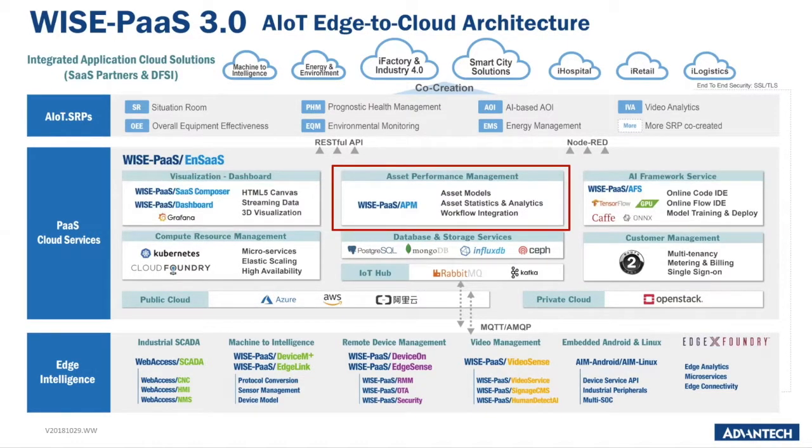In WISE-PaaS 2.0, we only had data acquisition to data visualization, but we found that there is also increasing demand for asset performance management. So in WISE-PaaS 3.0, we provide an asset performance management development framework, WISE-PaaS APM.